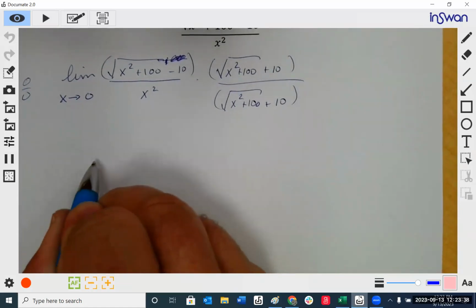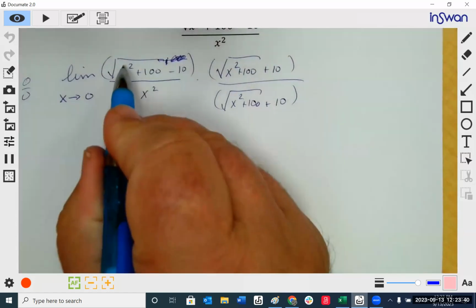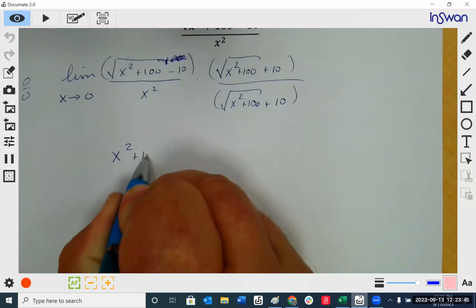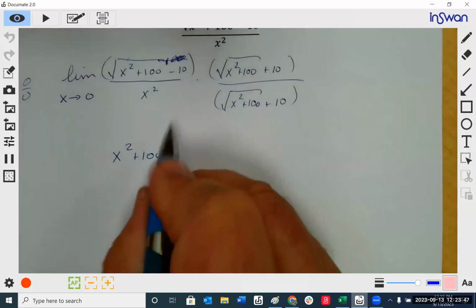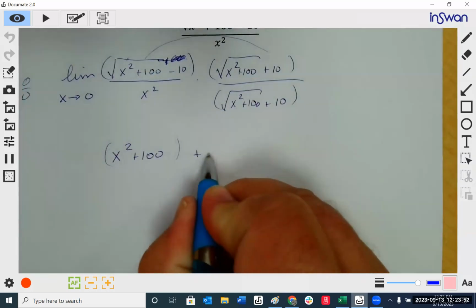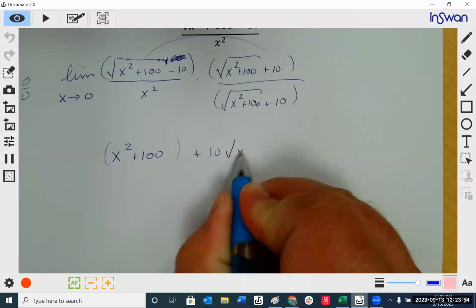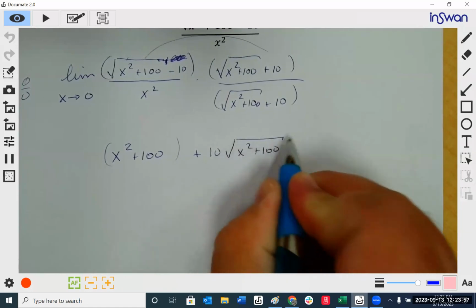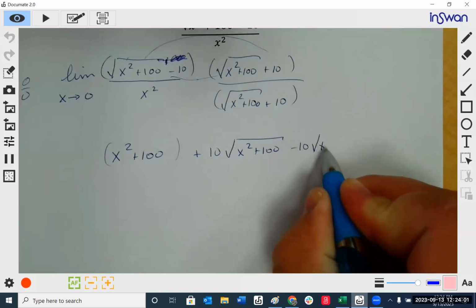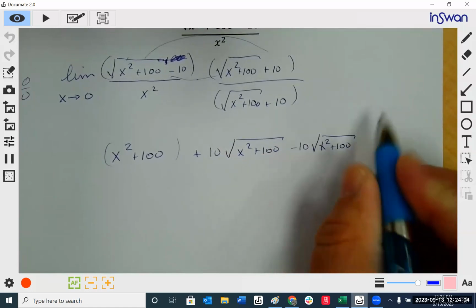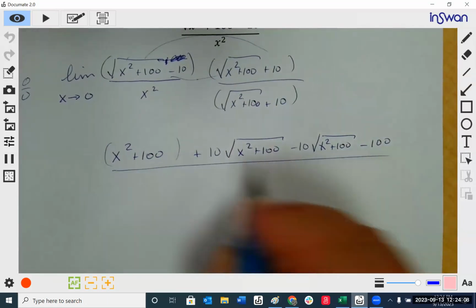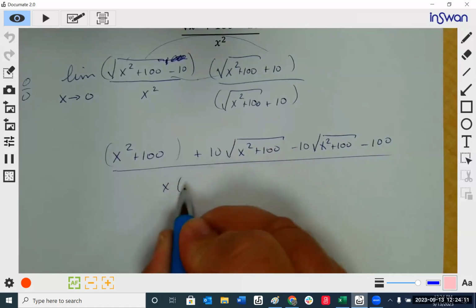That's what we have on top. So radical times radical, it's just whatever's inside there. Negative, so that's positive. And then that, so it's plus 10 radical x squared plus 100, minus 10 radical x squared plus 100, and then minus 100, all over, leave the bottom alone.